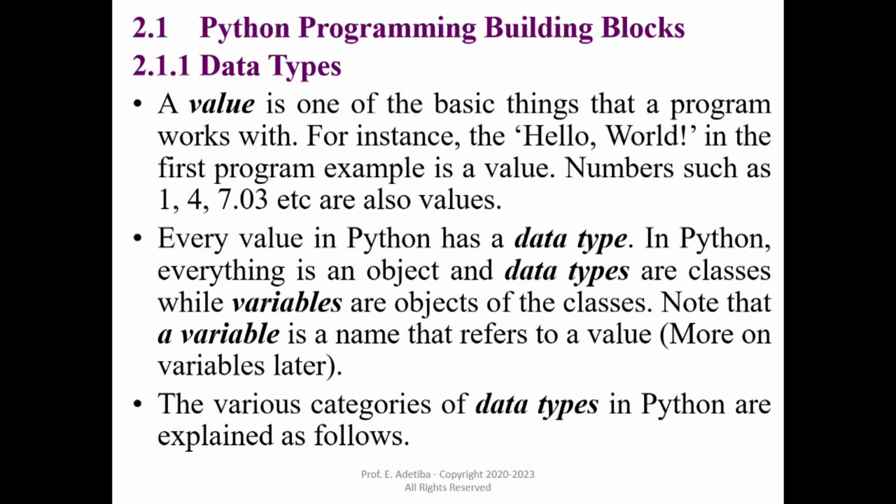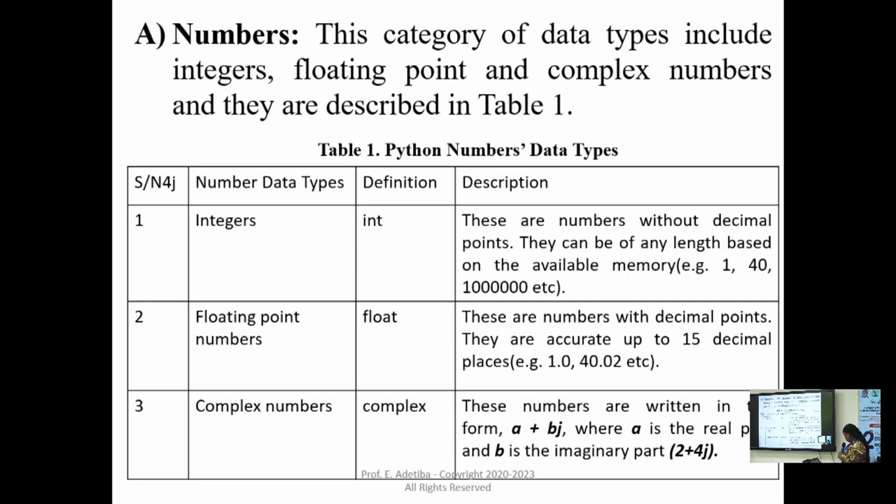Thank you. Okay, so back to the data types. We have different data types. A value is one of the basic things that a program works with. For instance, "hello world" is a string, and then we have numbers. We have different types of numbers. For numbers, we have integers, floats, and complex numbers.